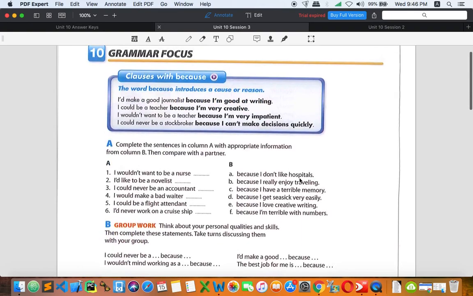So in this case, everybody, you have to match. I'm not going to do it right now. I want you to do it as your homework, but I will give you one example right here. The first one, you have to match these two columns. First one, I wouldn't want to be a nurse. Why don't you want to be a nurse? Alright, so the answer is A, because I don't like hospitals. So when you don't like hospitals, you don't want to be a nurse, you cannot work right there, right? So I would like you to do number 2 to number 6. All right, and I will check tomorrow.